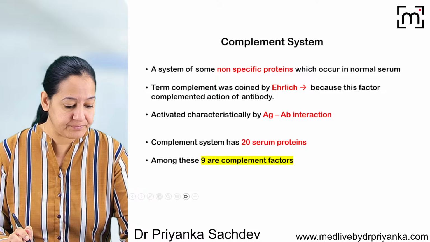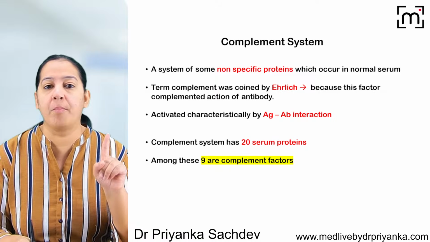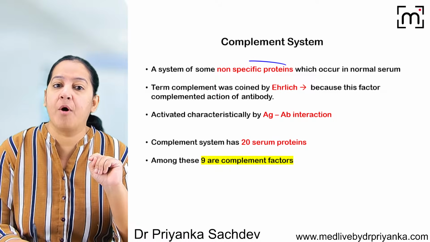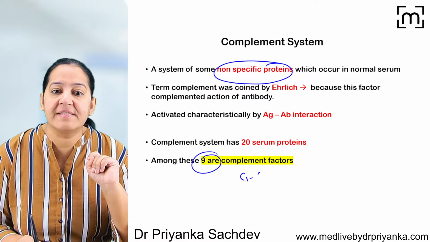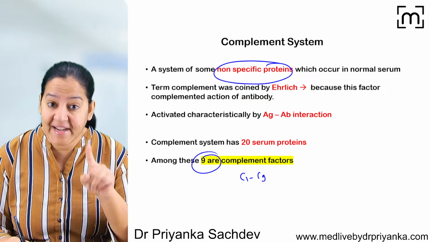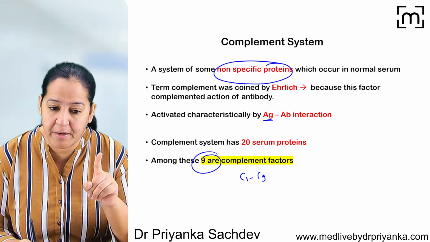Now, please understand this. The complement system is a system of non-specific proteins. In total they are 9 in number, known as C1 to C9, the complement factors. They get activated when an antigen enters the human body.